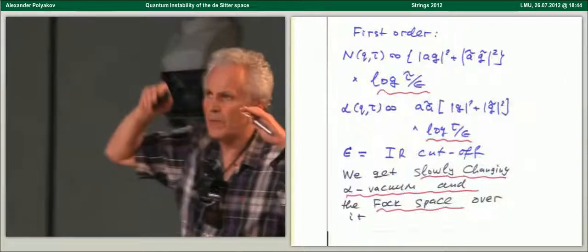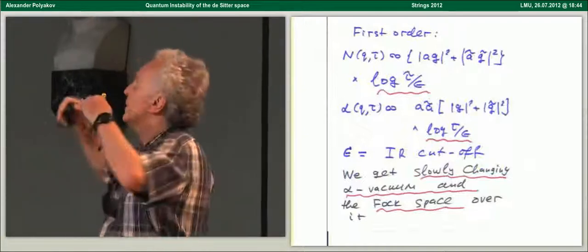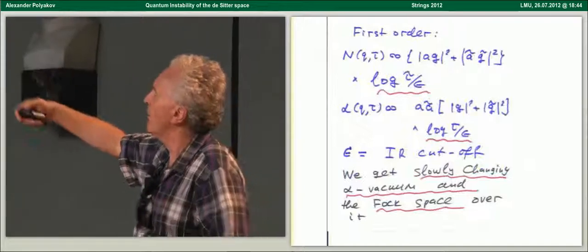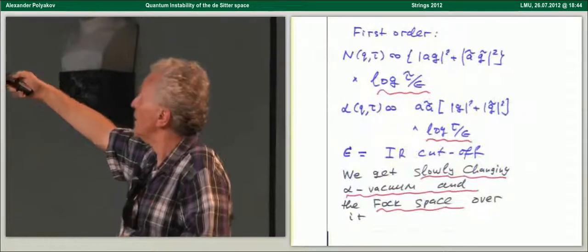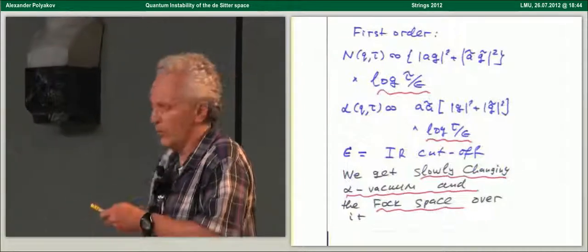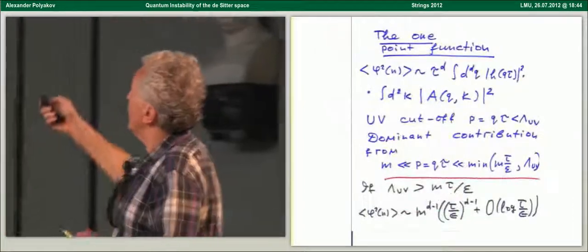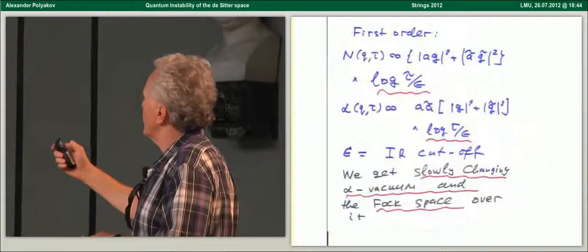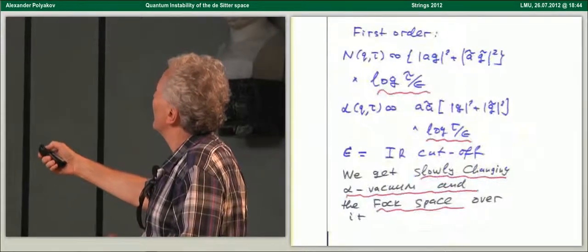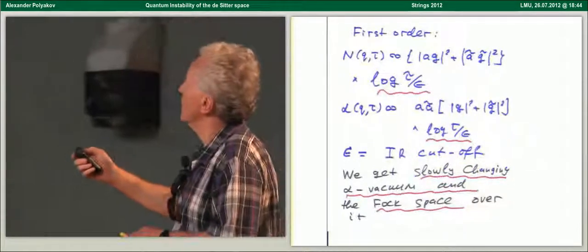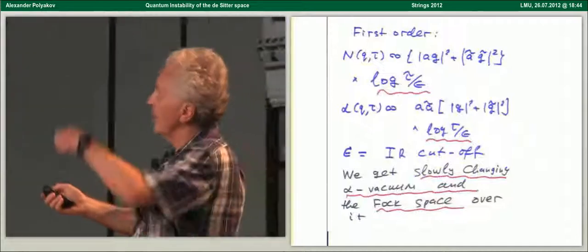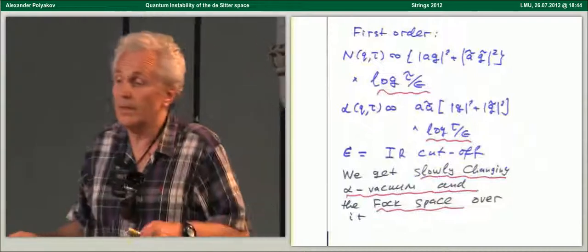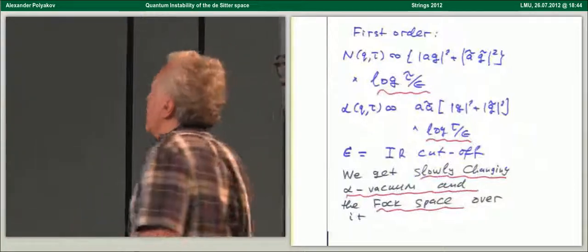And so you started with the normal Bunch-Davies vacuum, but then you get a slowly changing alpha vacuum with the whole Fock space over it, because the occupation number is changing, and the Bogolyubov coefficient is changing. That's a nice calculation. Okay.